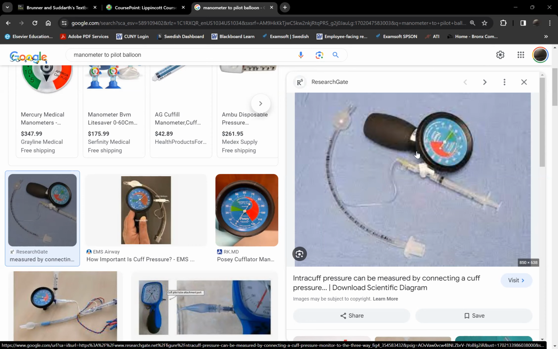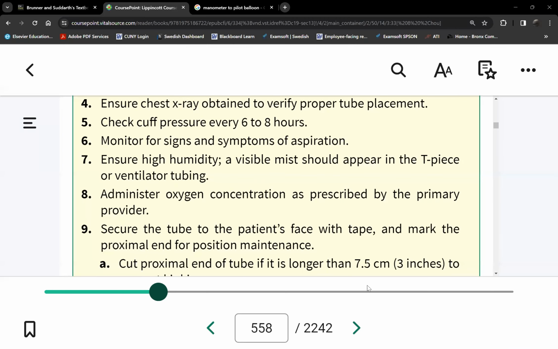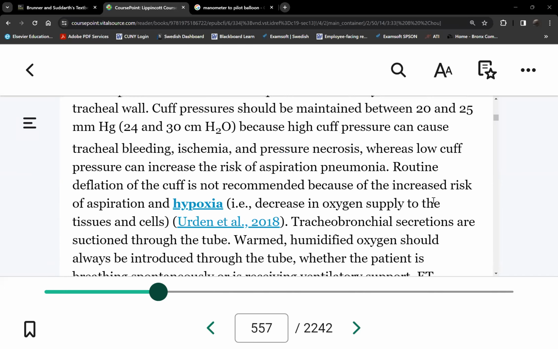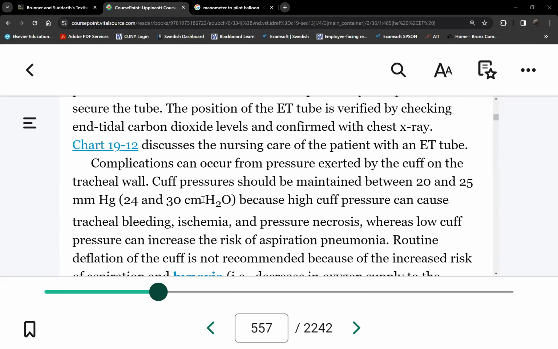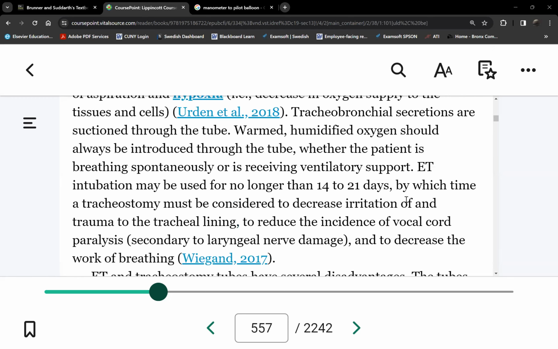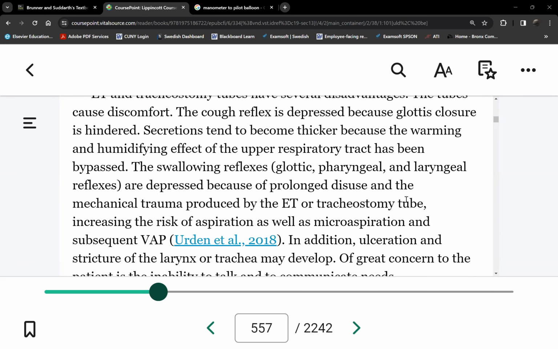Again, let's follow your textbook. Textbook says 21 to 25. For what is 24 to 30? Okay, so for your textbook, it says 20 to 25 millimeters of mercury or 24 to 30 centimeters of water. Sorry about the numbers I quoted you earlier, it was from my facility. It differs from facility to facility or textbook to textbook.